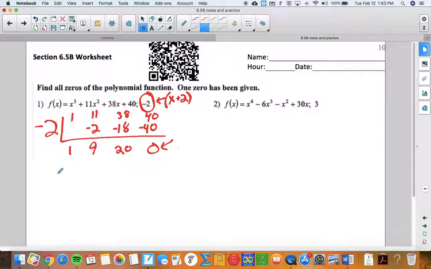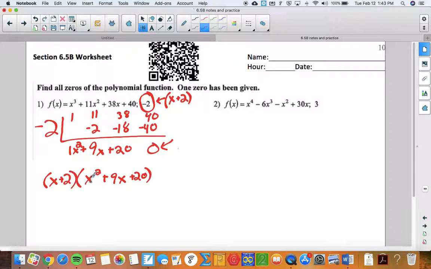Now, if x plus 2 is a factor, the other factor is, well, let's see, this is the remainder, so this is the constant. This is your x term. That makes this a positive 20. This is a positive 9, but we put an x with it. This is a positive 1, and we have an x squared in front of that. So x plus 2 is one factor. The other factor is x squared plus 9x plus 20.